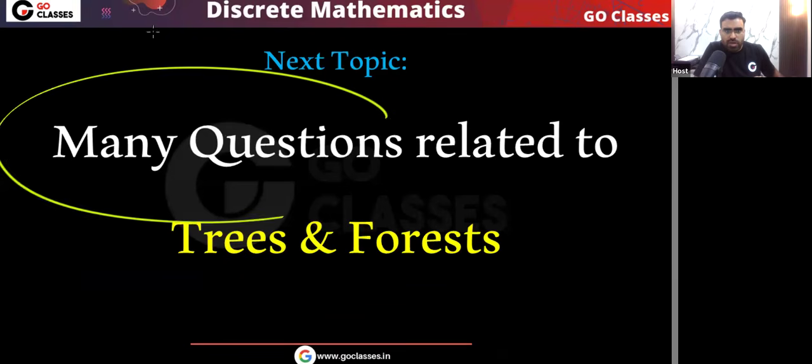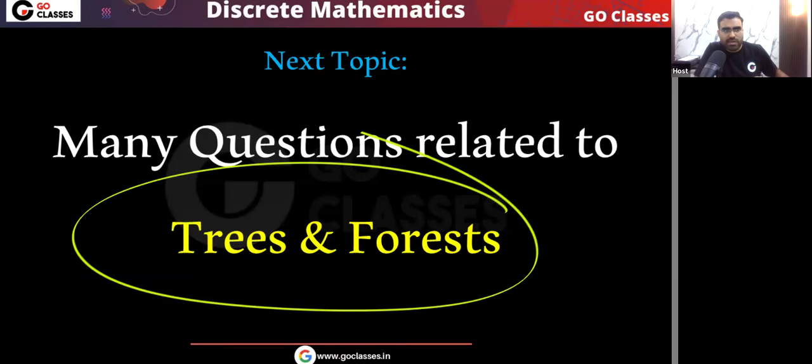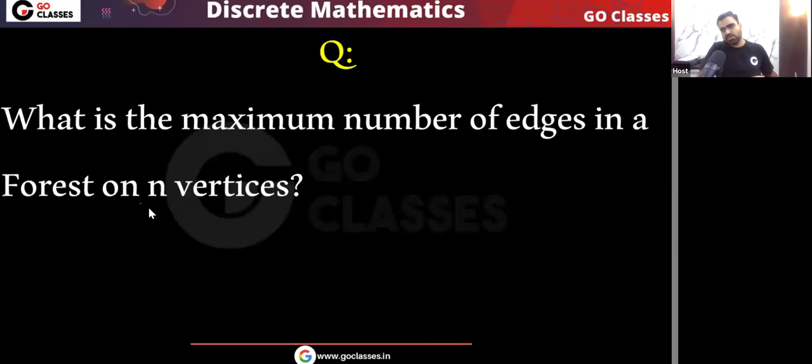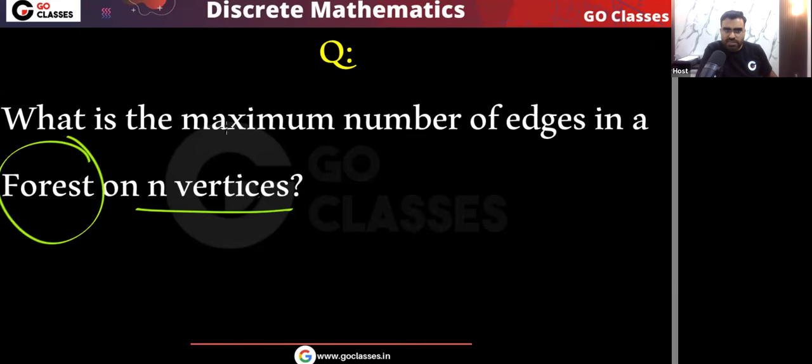Now let's do many questions related to trees and forest, because in the GATE exam, in the TIFR, in exams, a lot of questions are coming from trees and forest. So we are going to do a lot of questions related to tree, forest now. Tell me the answer for this question. What is the maximum number of edges in a forest on n vertices? If you have a forest, an acyclic graph on n vertices, then what is the maximum number of edges you can put?